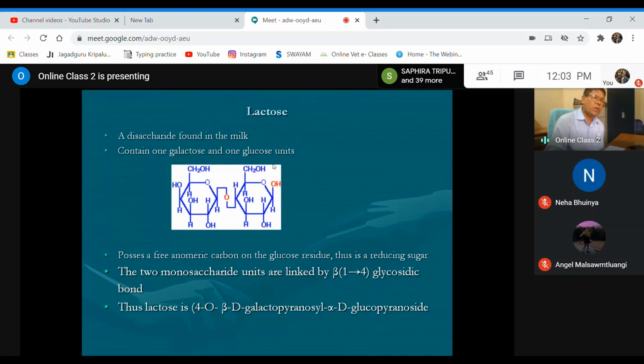Then similar to the maltose, the OH group attached to the anomeric carbon of the second residue, that is the glucose residue, is free. So the lactose molecule is again a reducing sugar, similar to the maltose.